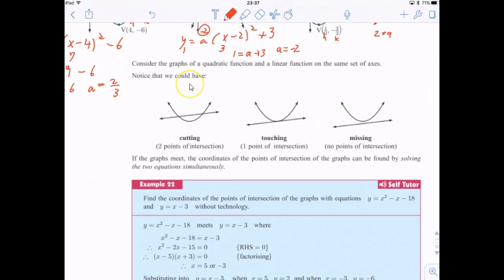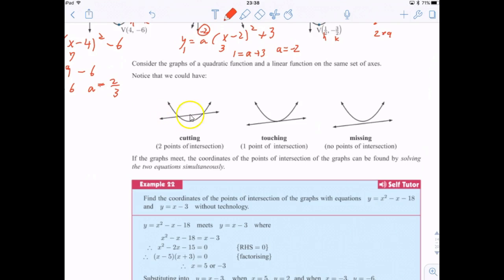This last half of the worksheet, we're going to be doing a different kind of problem than what we've been doing. If you have a parabola and a line on the same graph, there's a chance that these two are going to intersect each other. And there are 3 possible ways that a line and a parabola can intersect each other.